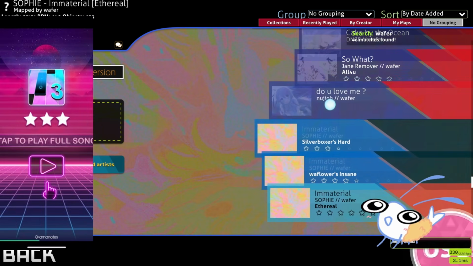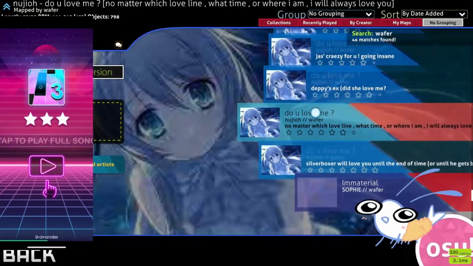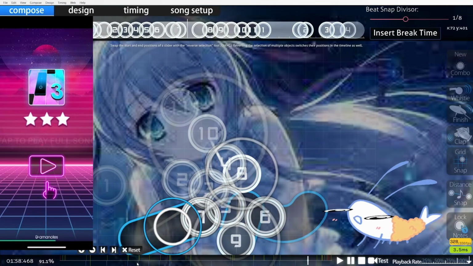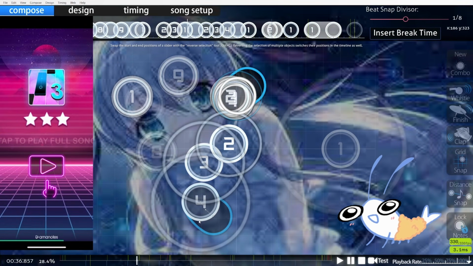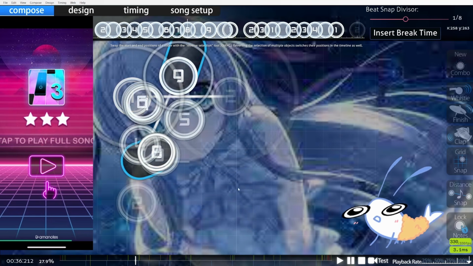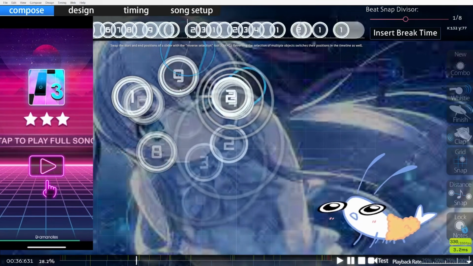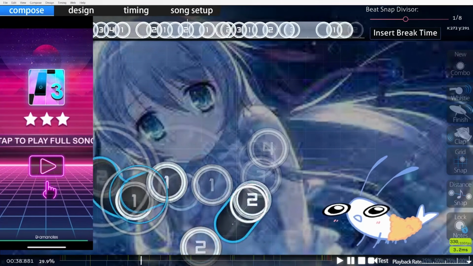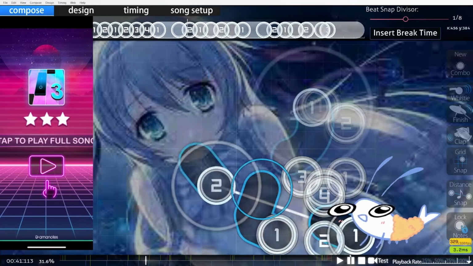Now let's take a look at a conventionally messy style in this difficulty, in this map, also from Wafer, that does have that cluttered aesthetic, the cluttered feeling. And I apologize for the song. It's not very good.